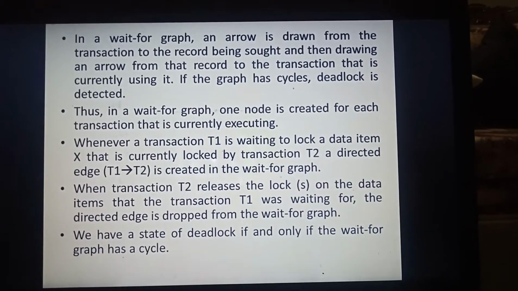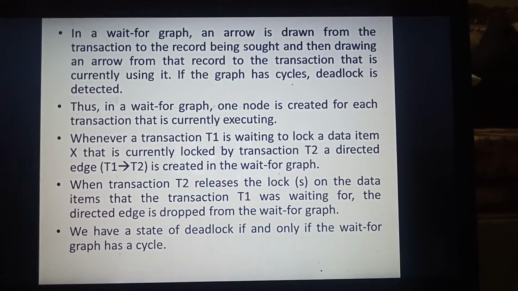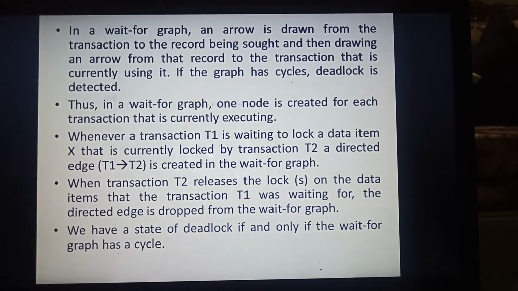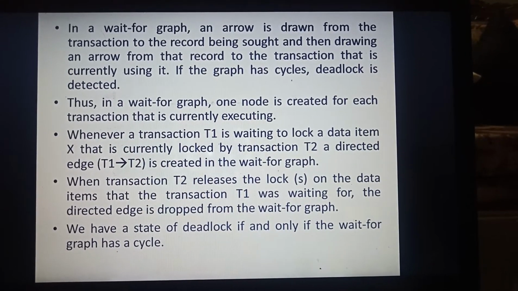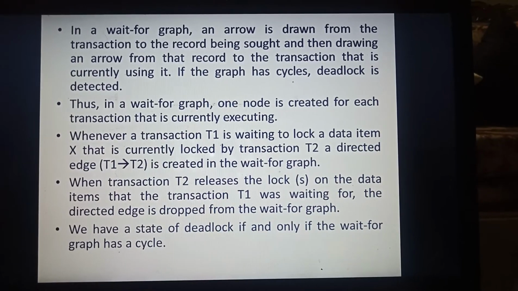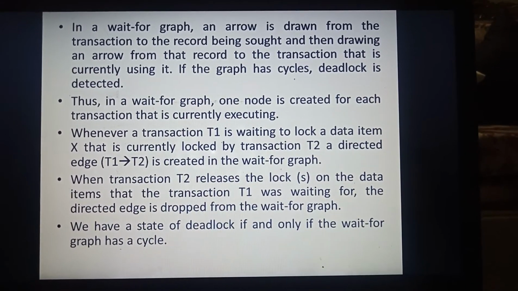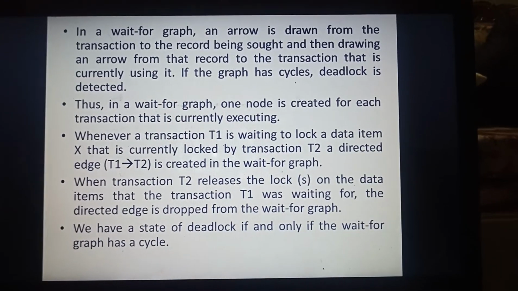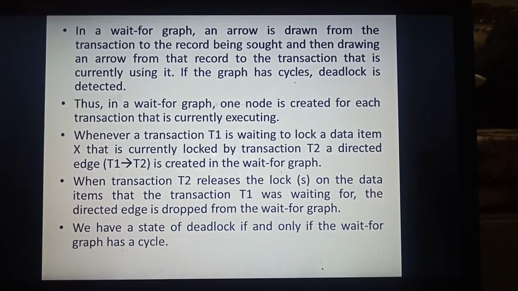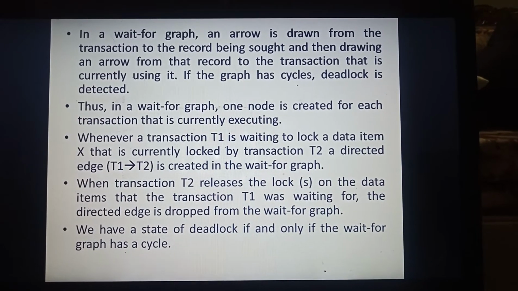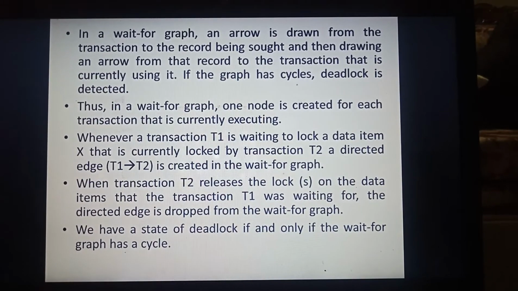Now, in a wait-for graph, an arrow is drawn from the transaction to the record being sought, and then an arrow is drawn from that record to the transaction that is currently using it. If the graph has cycles, deadlock is detected. Thus, in a wait-for graph, one node is created for each transaction that is currently executing. Now, let us take an example.